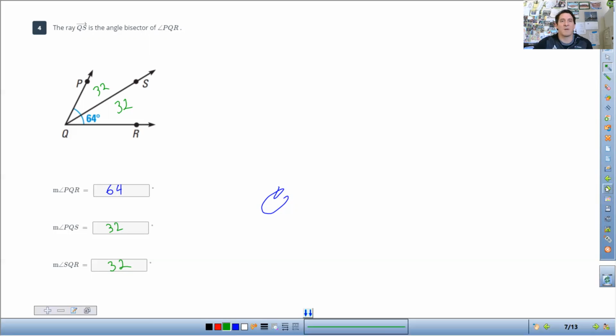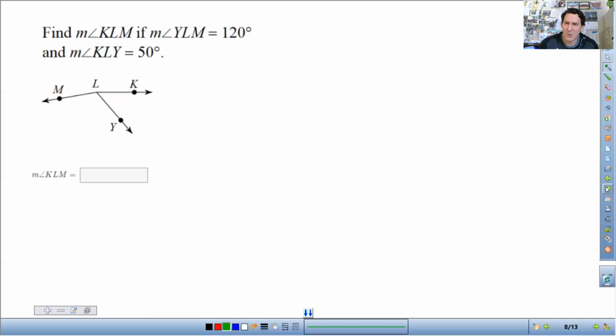Let's move on. Talk about angle addition. So angle addition, just like segment addition, it's going to be very important that you label the diagrams here because it's going to be very helpful to determine the angle measures. So let's write this out. So measure of angle YLM is 120 degrees. So Y to L to M is 120.